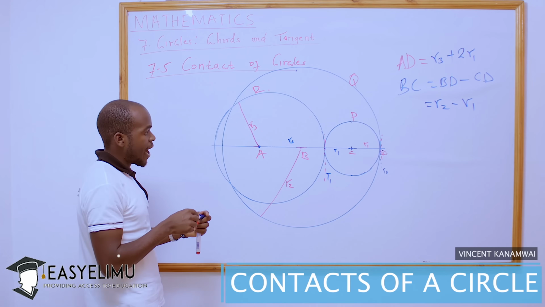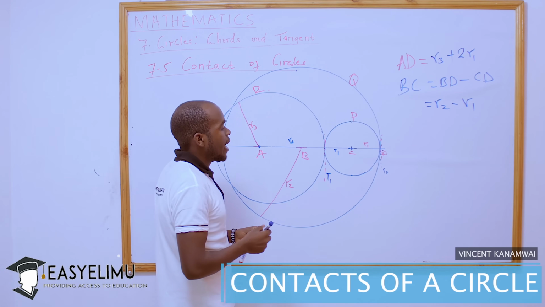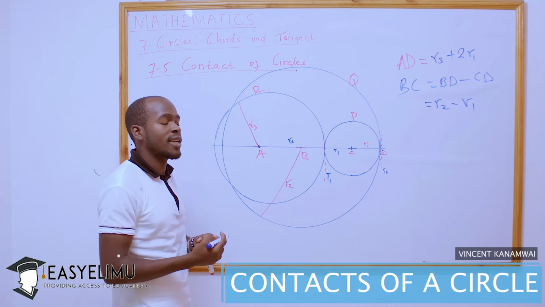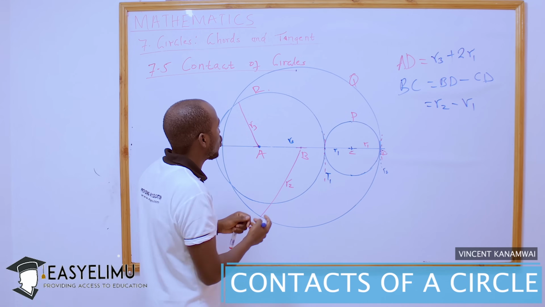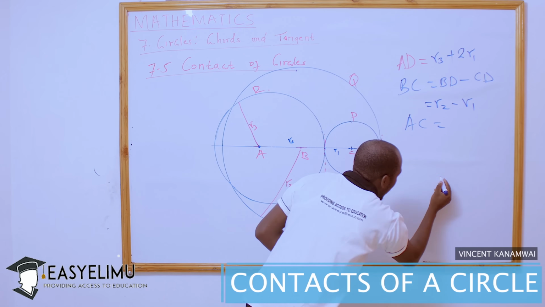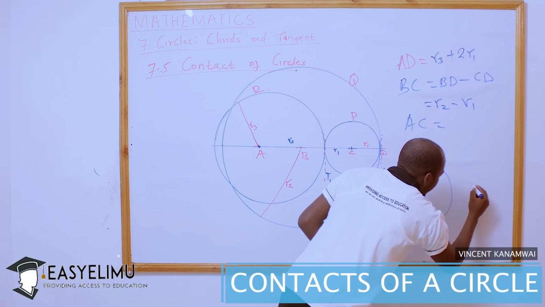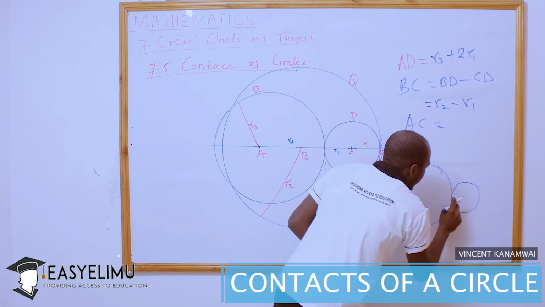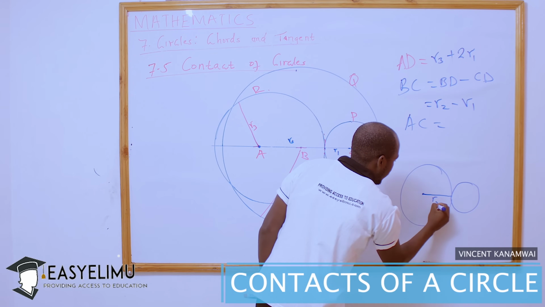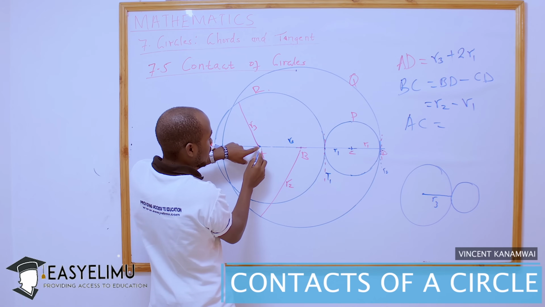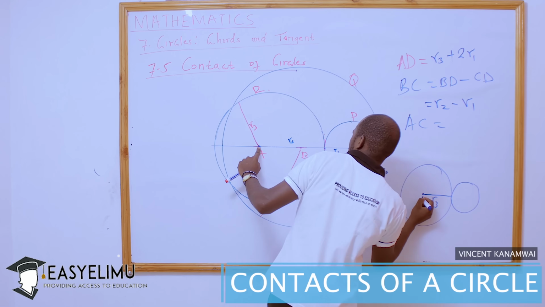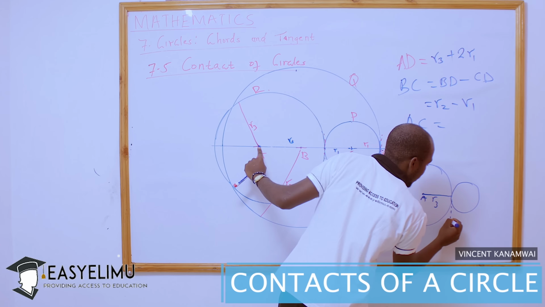Then we have been asked to find AC. To find AC is like having two circles in contact but externally. So I shall also draw it aside for you. AC will be equal to, we are having one circle here and another smaller one here, such that they intersect at that point. The distance from the center A to the point of contact here is R3. So this is A and this is the point of contact, let's say T1.